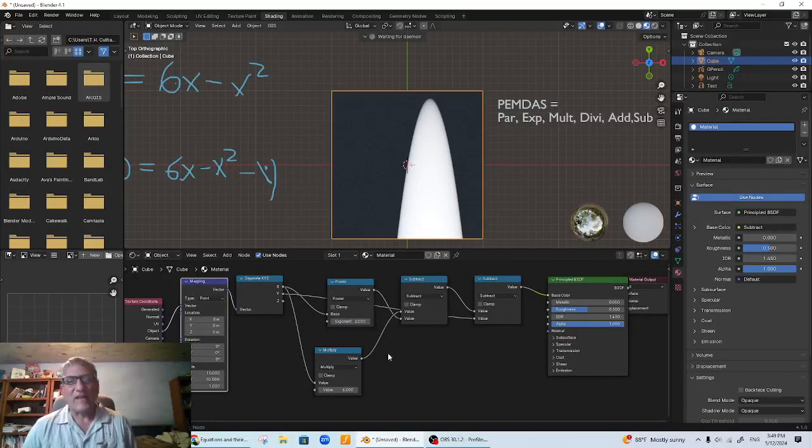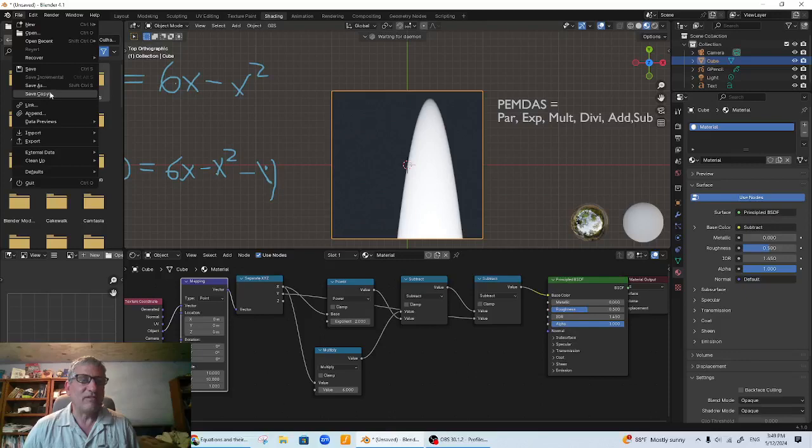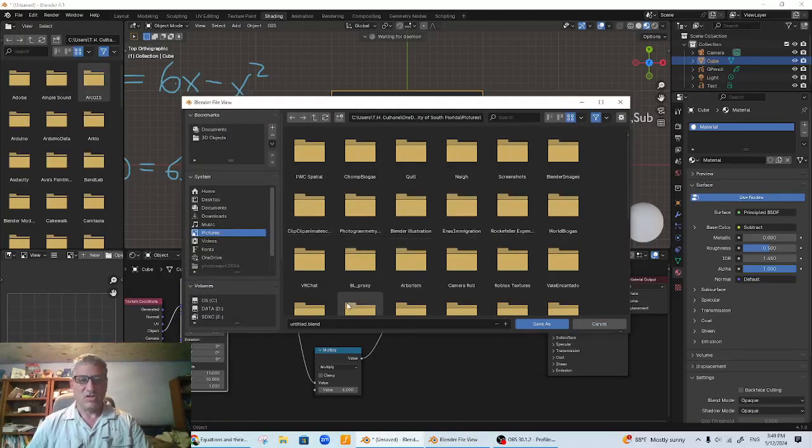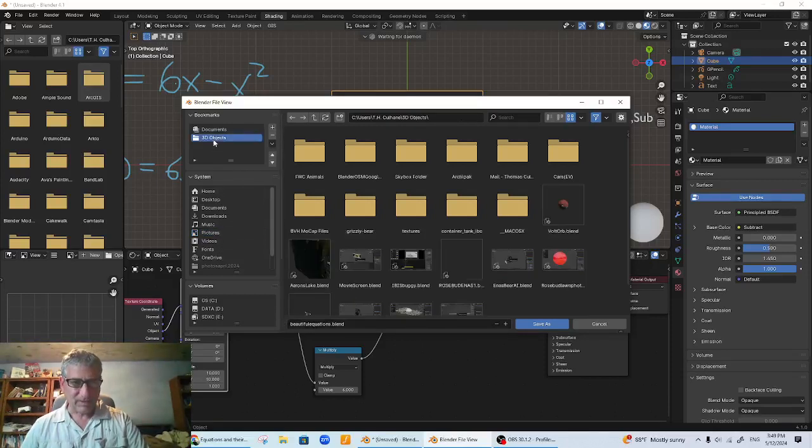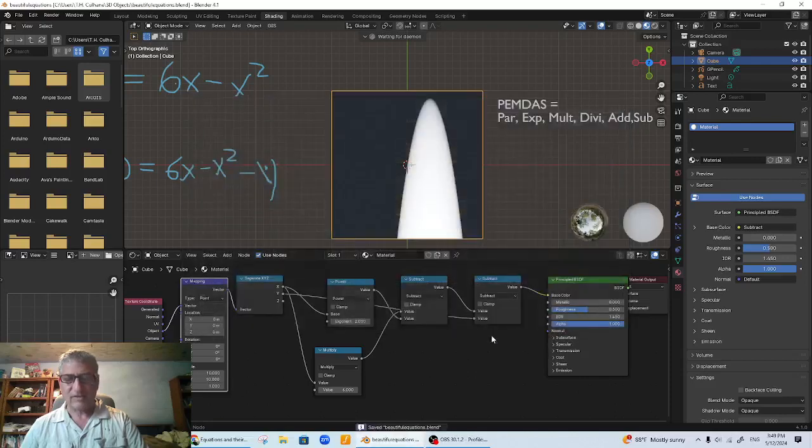Now, once I have an equation like that, let me save this, save as, and go to beautiful equations.blend. And where do I put that? I'll put that in my 3D objects, save it there.